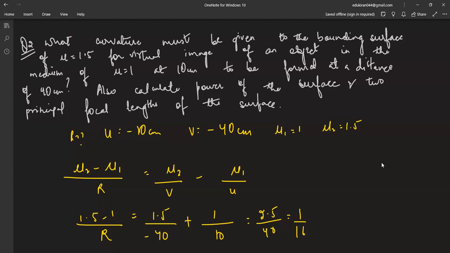Ma'am, before this class, what did we do? Yes, Sophia, you're asking something? Yes, ma'am. Before this class, what did we do? In the last class? Yes, ma'am. Spherical refracting surfaces, this formula, this we derived. Yes, ma'am. Thank you.